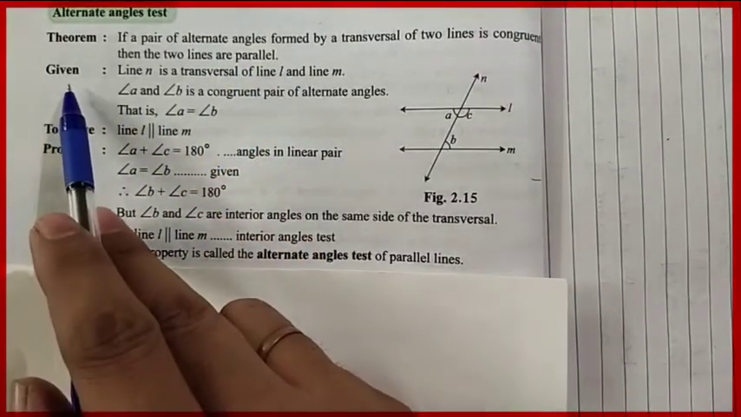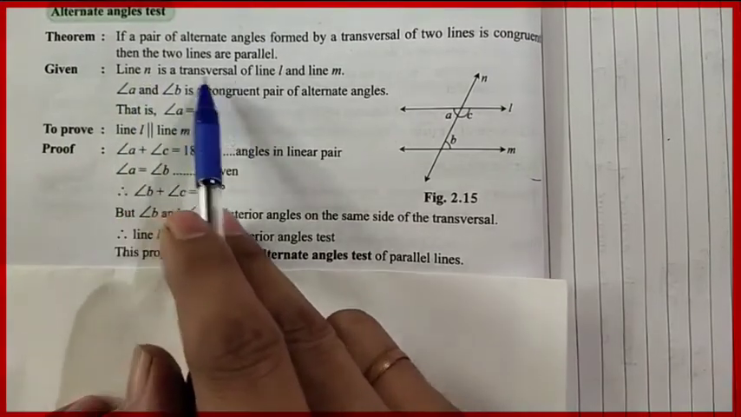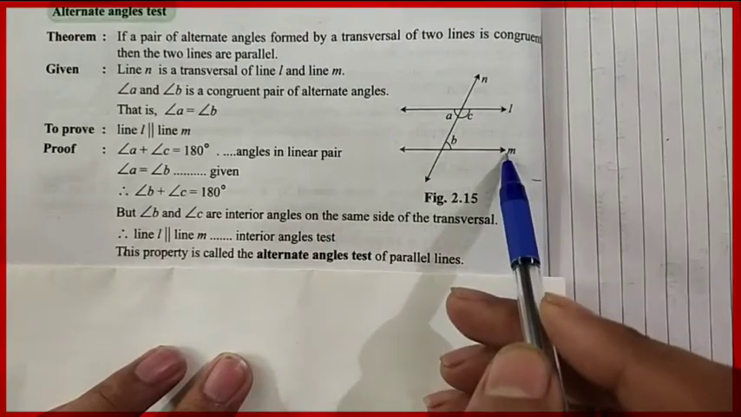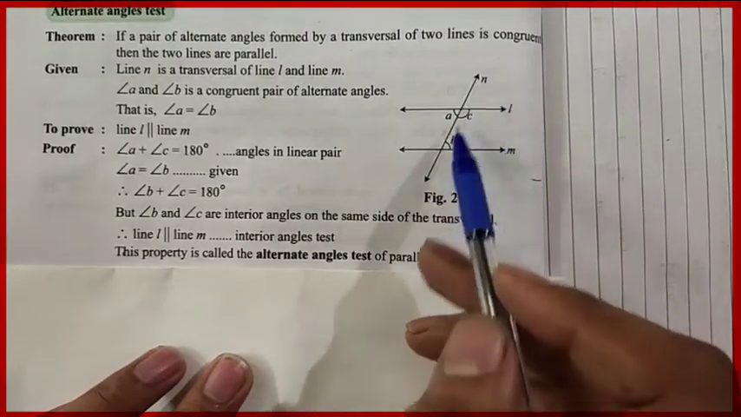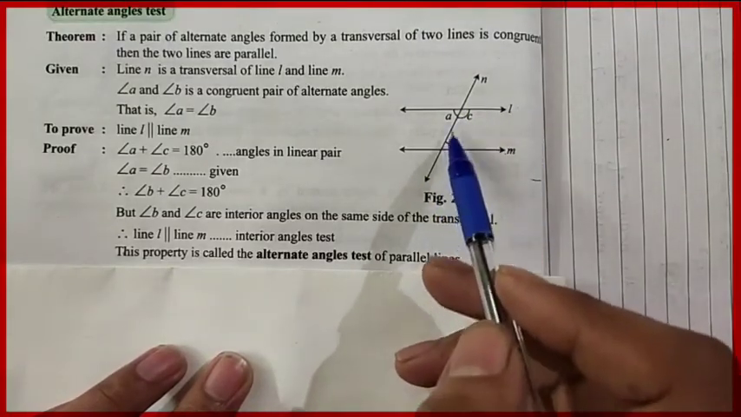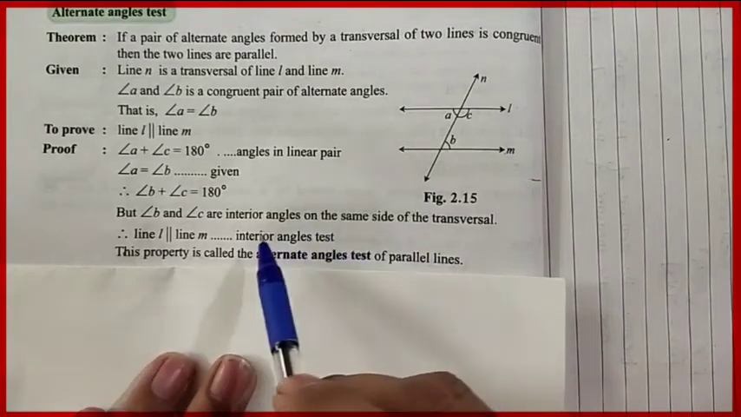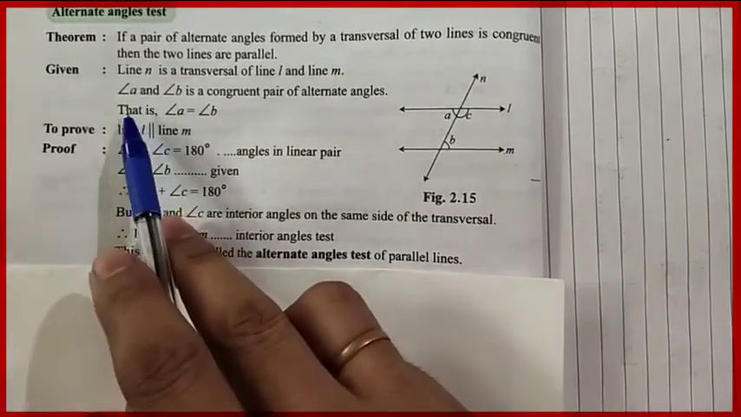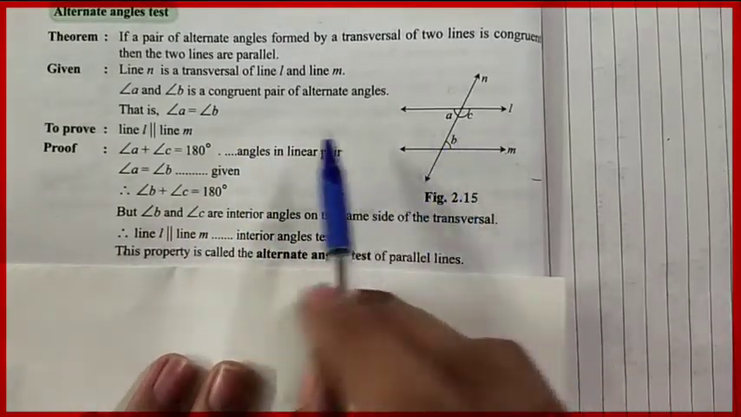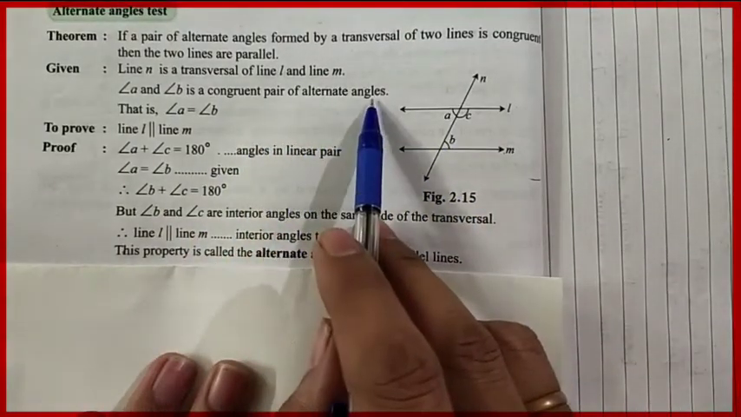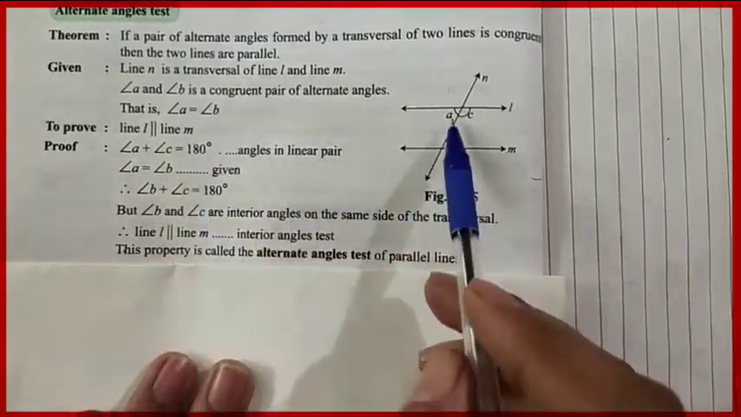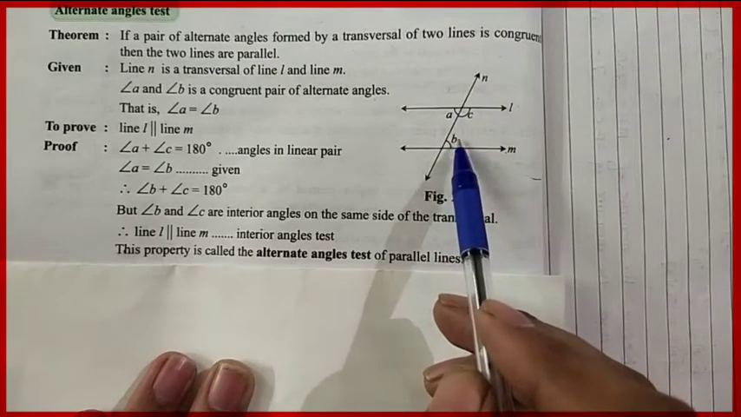It is given that line N is a transversal of lines L and M. This is line L, this one is line M, and line N is the transversal. That means it intersects both lines at two distinct points. What is more given? Angle A and angle B are congruent by the alternate angle test. That is, angle A is equal to angle B.